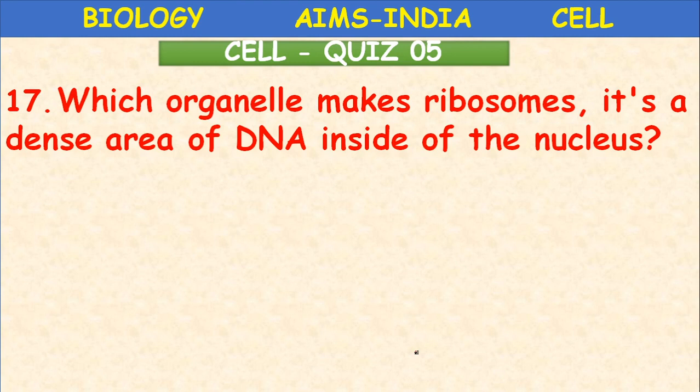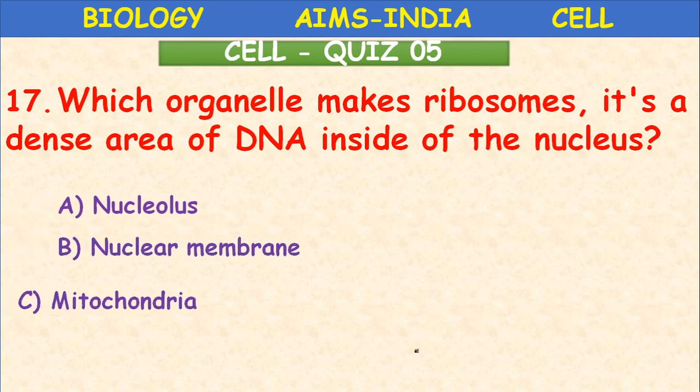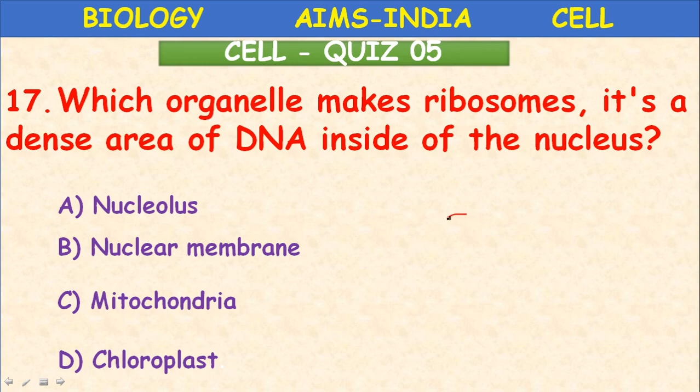Which organelle makes ribosomes? It's a dense area of DNA inside of the nucleus. Okay. If you take a nucleus, it is covered by a double layered membrane. What is that membrane called? Nuclear envelope. Okay, and internally chromatin material is present. Along with that, a colored body is present. What is this body called? Nucleolus.